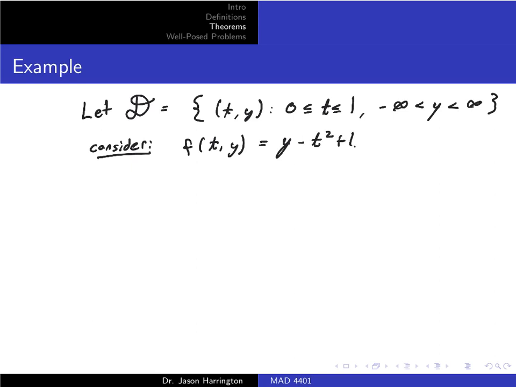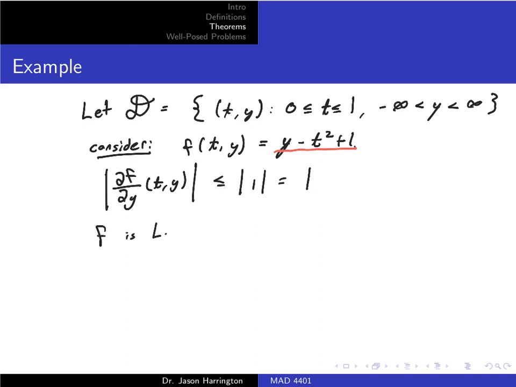So the first thing I'm going to do is take the derivative of f with respect to y at the point t comma y, and I want to see if that's bounded above. Now if I take the derivative of this with respect to y, I just get 1. So that's going to be the absolute value of 1, which is equal to 1. So we see that f is Lipschitz with L equal to 1. And so it's actually pretty easy to do.